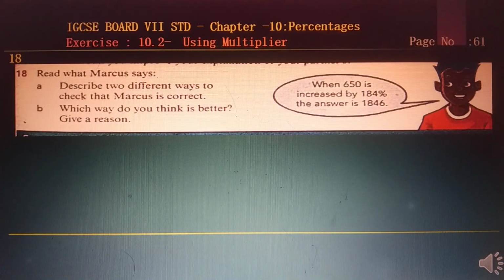Question number 18. Read the marker's statement. It says when 650 is increased by 184%, the answer is 1846. Question A: Describe two different ways to check the marker's answer is correct. Which way do you think is better? Give the reason.